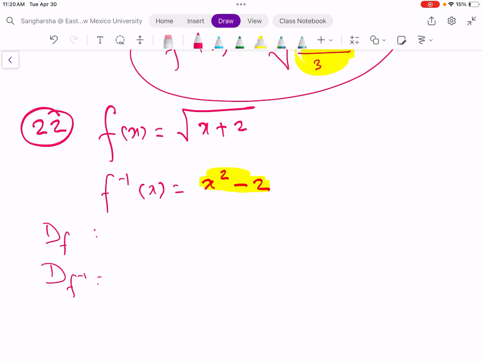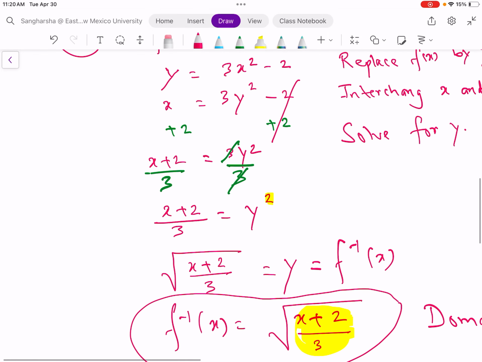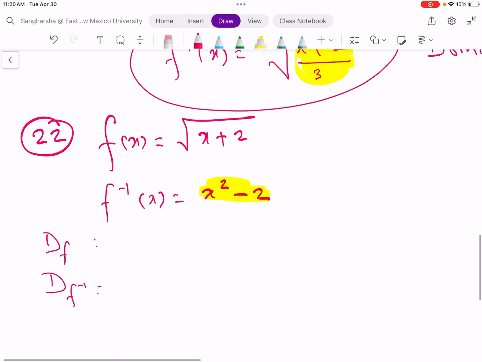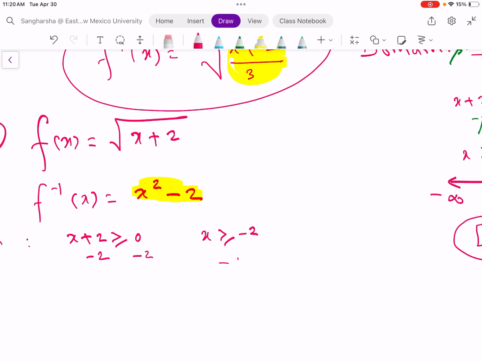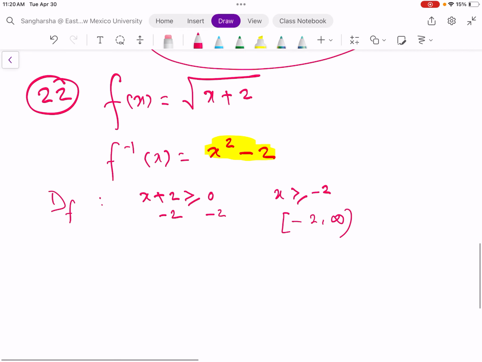Our function f is a square root function, and for a square root function you use the same method that we did here. You write whatever you have inside the radical sign greater than or equal to 0 to find the domain of a square root function. So x plus 2 greater than or equal to 0. So you subtract 2 on both sides. So we get x is greater than or equal to negative 2. Oh, we got the same domain. So this is from negative 2 to positive infinity. Okay, that's the domain for function f.